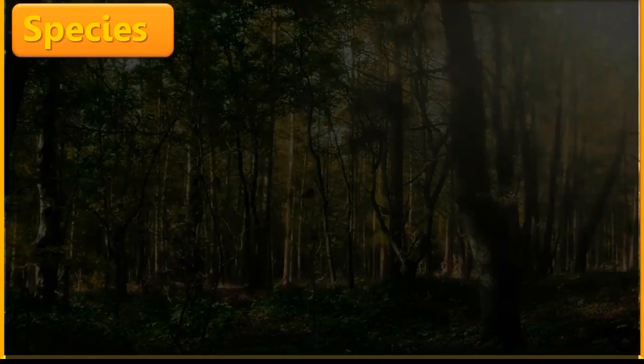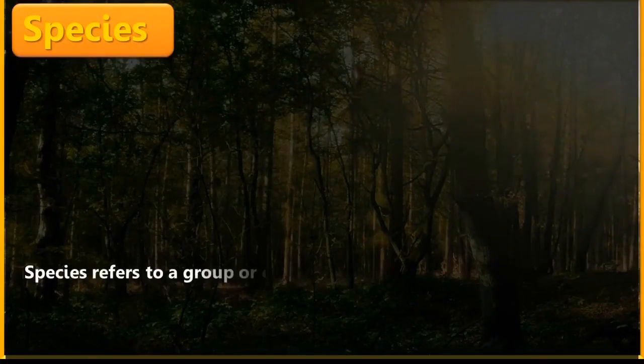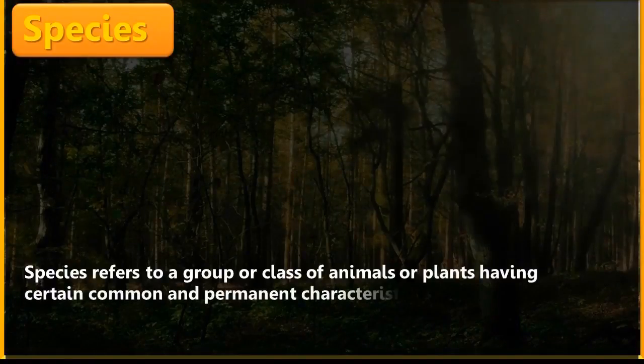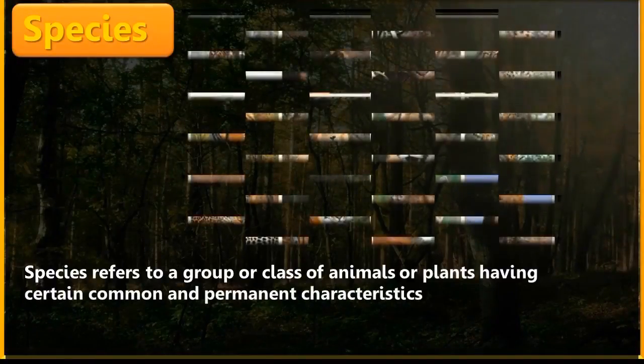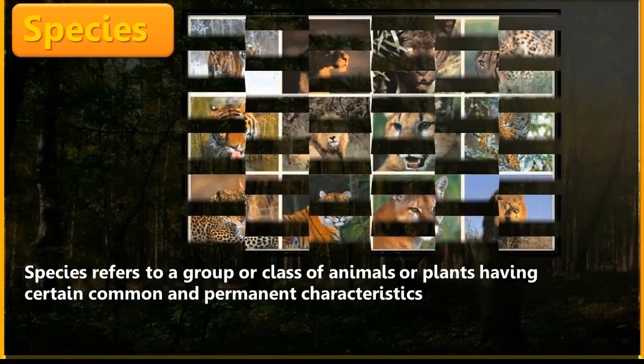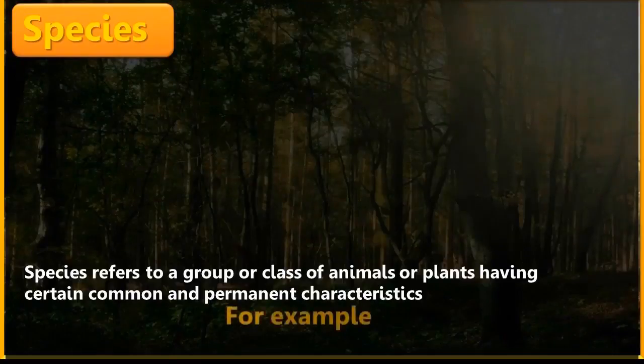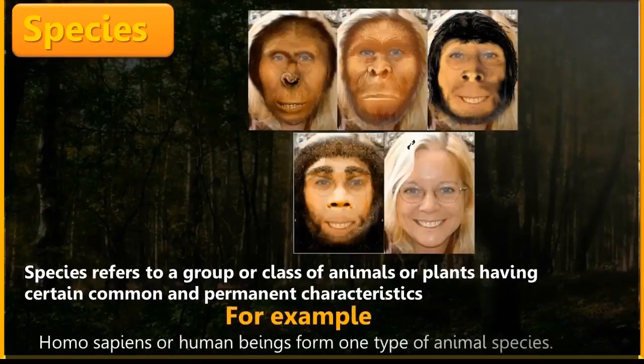Species. The term species refers to a group or class of animals or plants having certain common and permanent characteristics that clearly distinguish it from other groups. For example, Homo sapiens, or modern human beings, form one type of animal species.